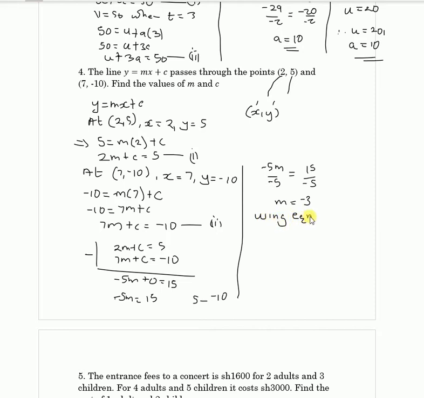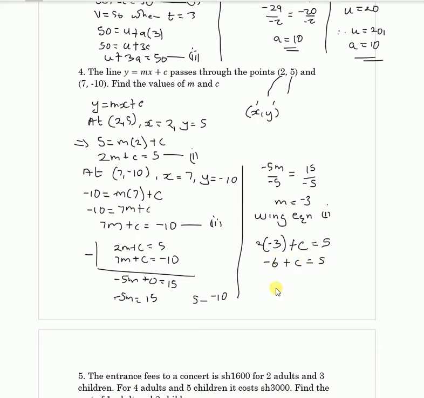Then from equation 1, which says that 2m plus c is equal to 5, I've just got m as negative 3. Then I shall move on to get the value of c, because I want to get m and c. So using equation 1, I have 2 times negative 3, plus c is equal to 5. So we have negative 6 plus c equal to 5.